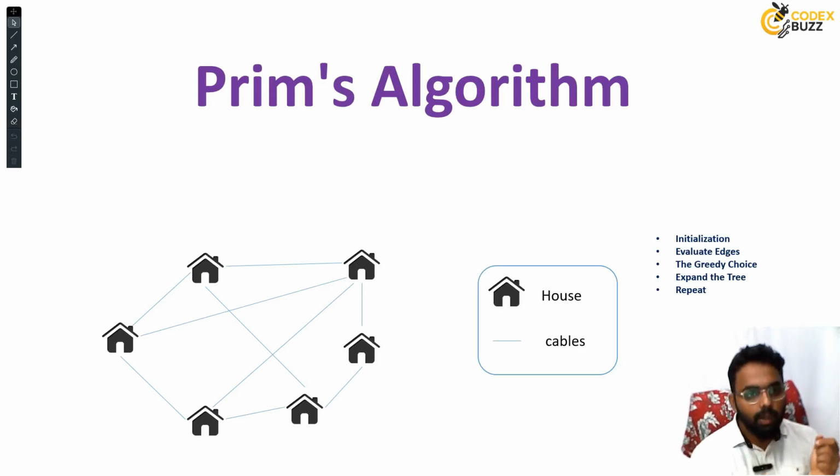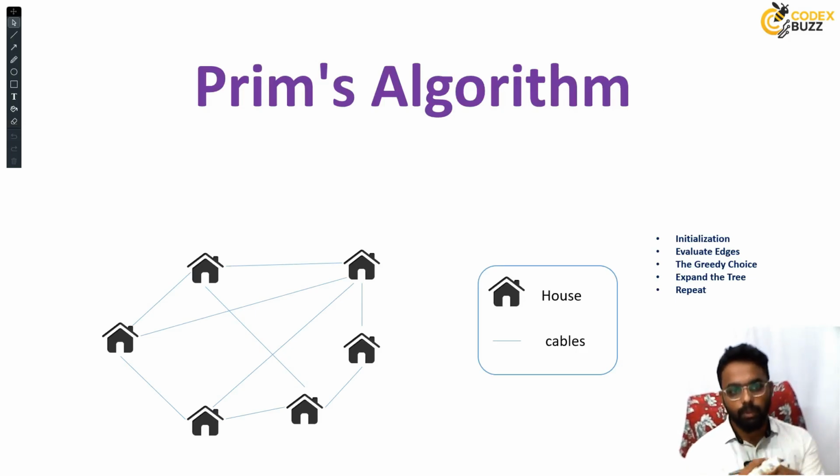In this video, I will discuss the Prim's algorithm. So Prim's algorithm is a greedy algorithm used to find the minimum spanning tree of a weighted undirected graph. So for a weighted undirected graph, to find the minimum spanning tree, we use Prim's algorithm. It finds the cheapest way to connect all the nodes in a network without any loops.